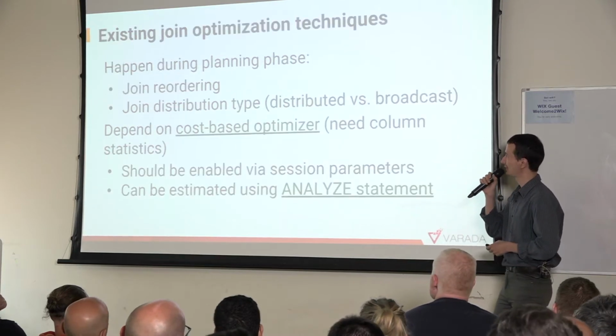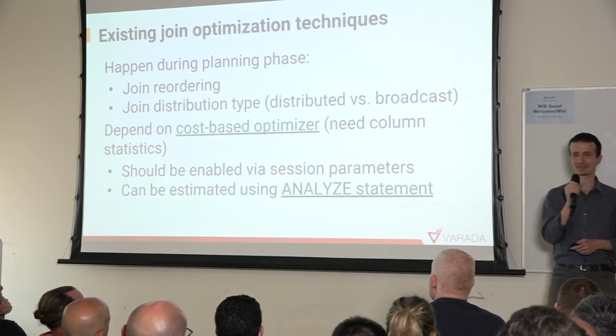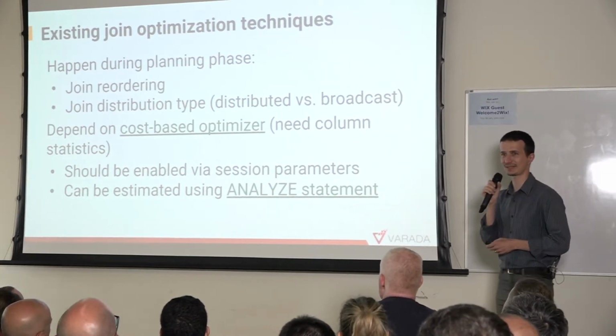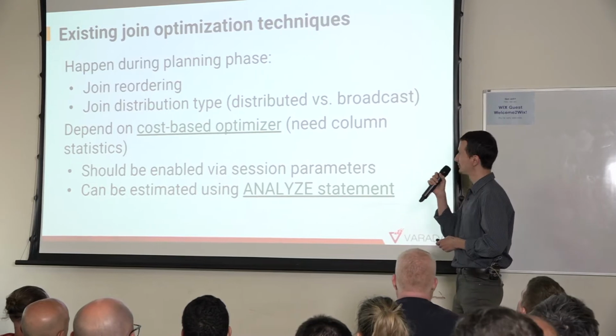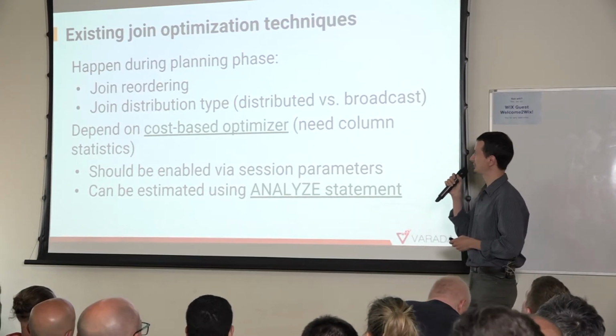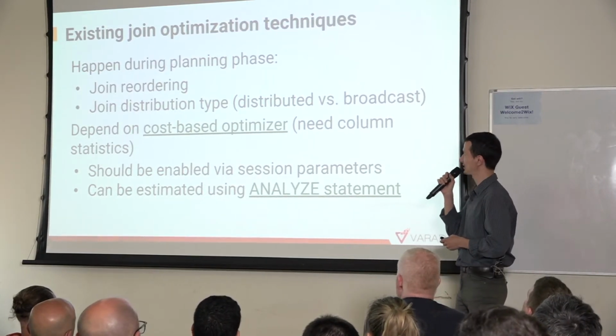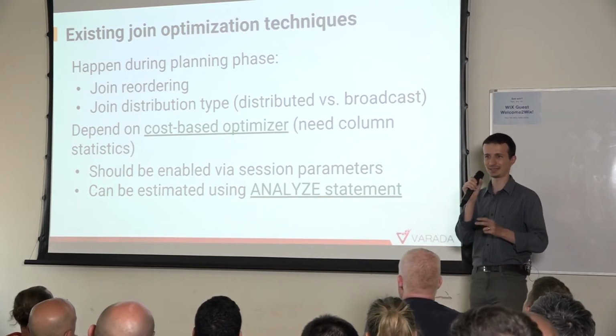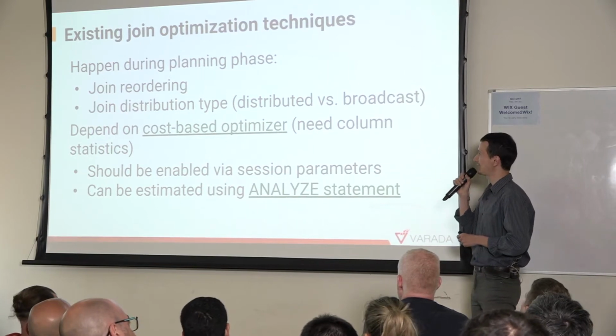So currently, Presto supports a few optimizations for joins, which happen during the planning phase of the query. The most important ones are join reordering and join distribution type selection. And both of them can be enabled or disabled manually.